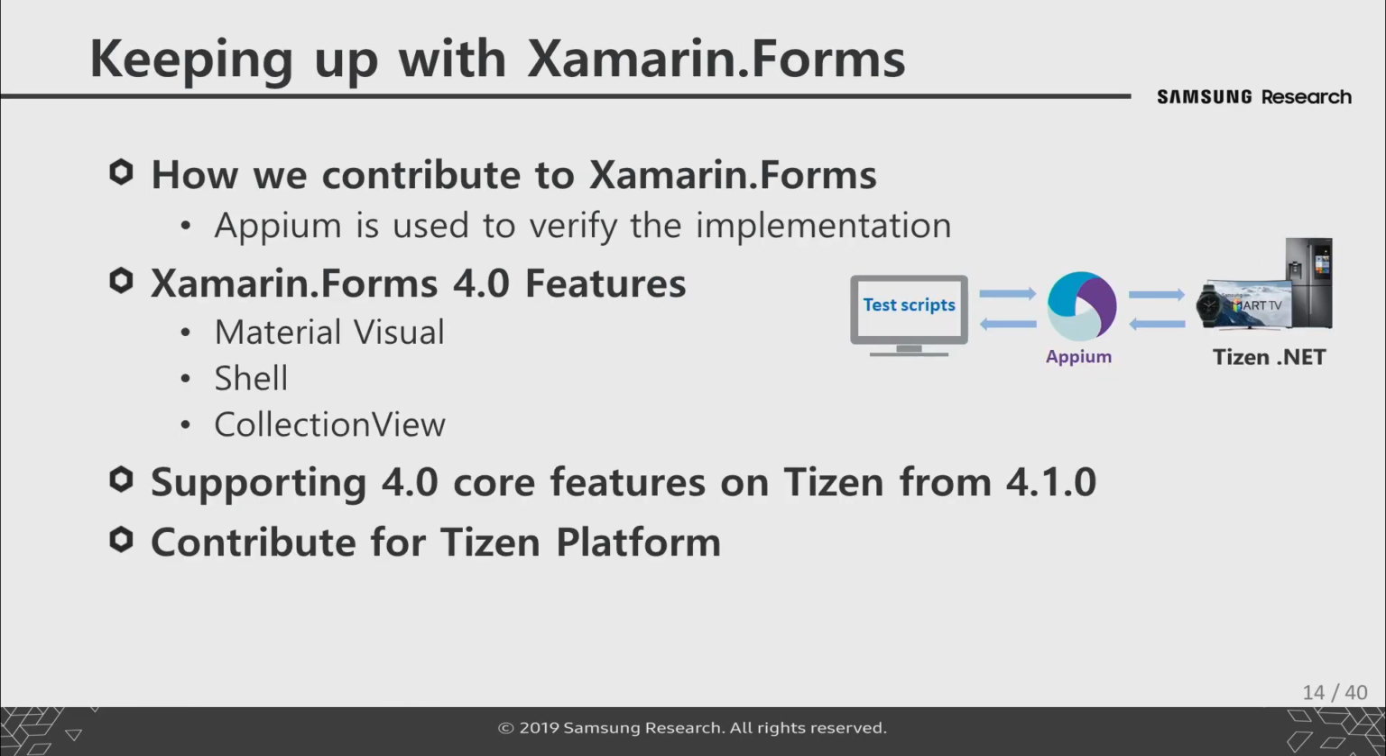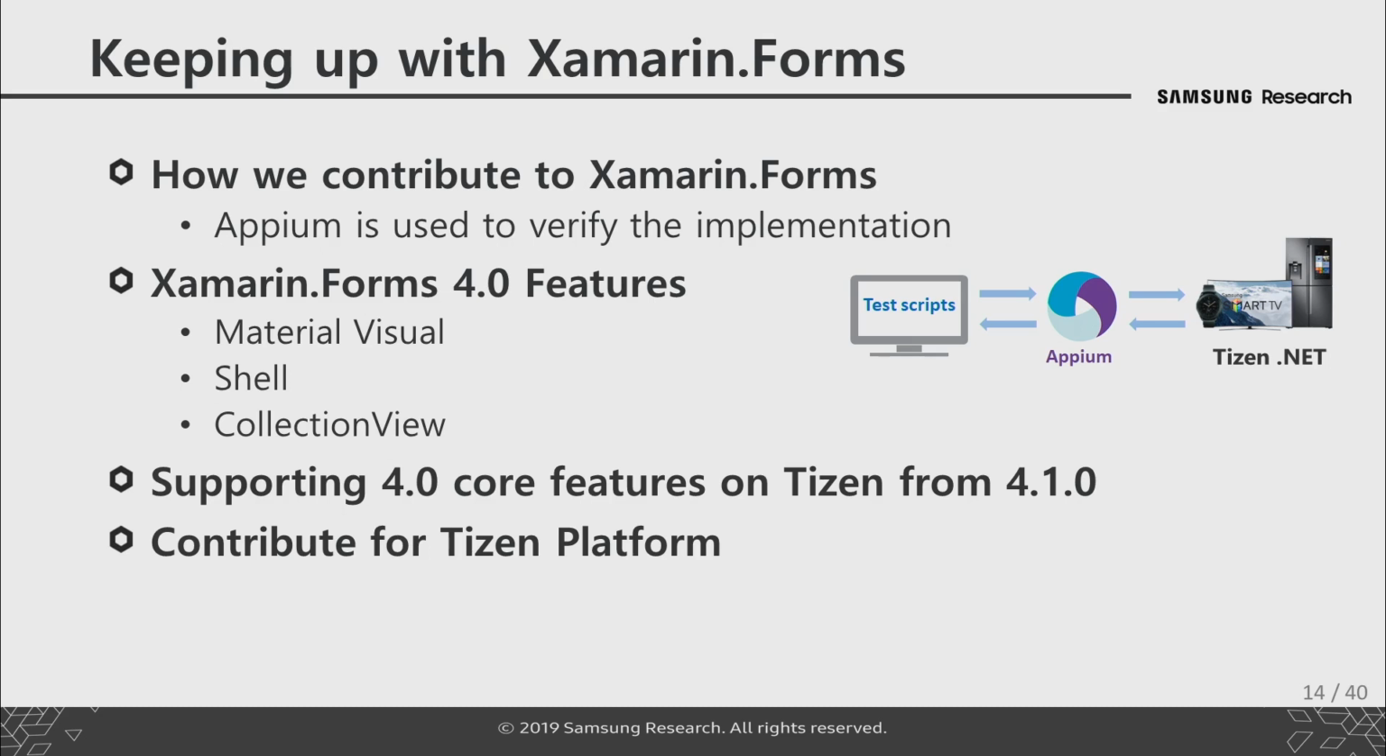We'd like to keep up with Xamarin.Forms. So, about how we contribute to Xamarin.Forms: when there's a new feature added to the Xamarin.Forms core project, then we start to implement the feature for Tizen. We use Appium, the UI automation test framework, to verify the new implementation on the Tizen device profiles like mobile, wearable, and TV, and emulators. And when this UI automation test is OK, then we create a pull request to the Xamarin.Forms core project.